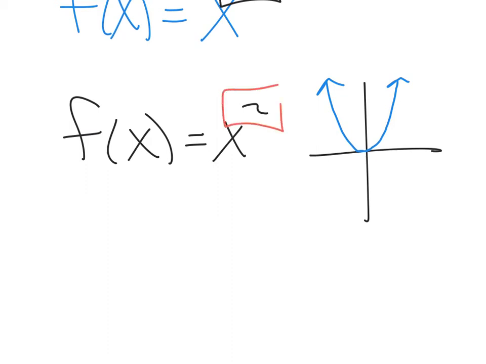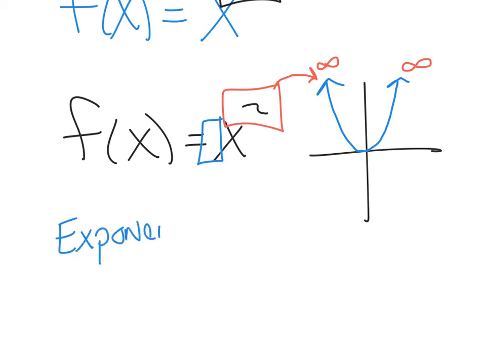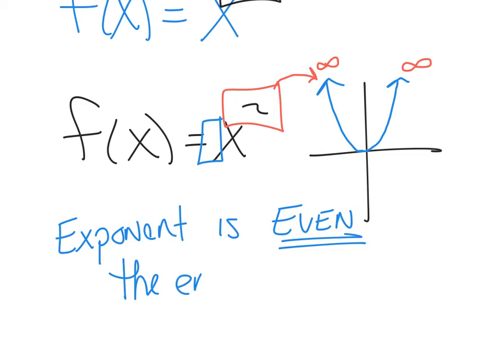Okay, so what does that tell me? Well, if this exponent here is even, notice the end behavior. This goes up to infinity, and this goes up to infinity. Basically, they're going to the same spot. Now, why are they going to positive infinity versus negative infinity? Well, that tells me the coefficient here. Okay, so let's make a few notes here. If the exponent is even, the end behavior is the same direction.